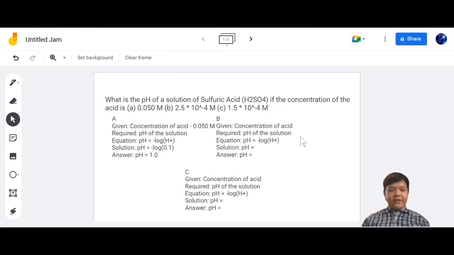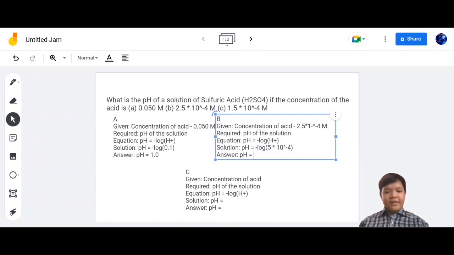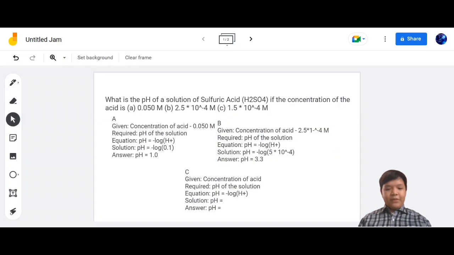I went ahead and filled in the given, required, and the equations for B and C since the question is all the same. The given for B is that the concentration is 2.5 times 10 to the power of negative 4 moles. Our required and equation stay the same. Our solution is the negative log of, once again, 5 times 10 to the power of negative 4, not 2.5, because as I mentioned earlier, we must double the acid concentration to get the hydrogen concentration. We enter this into our calculator, and we get that the pH is equal to 3.3.